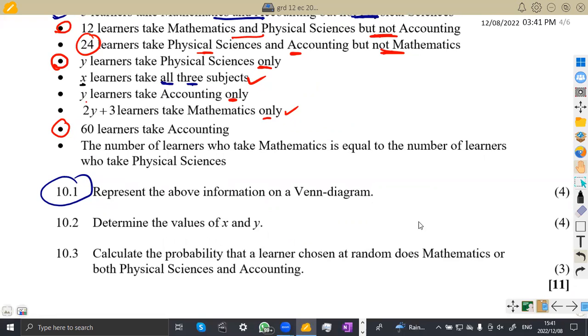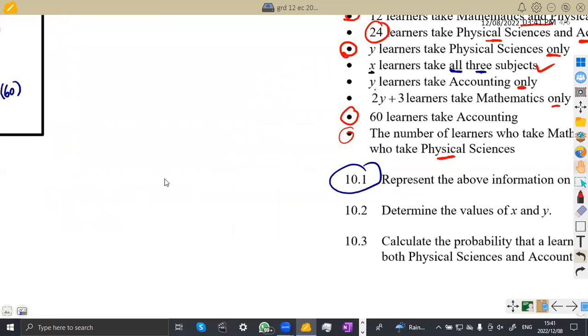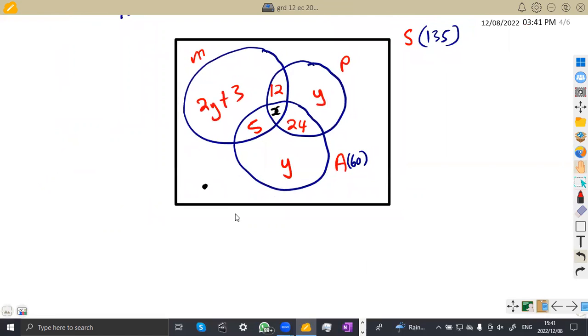So we are going to start with this statement here. There is a statement that we are given here. The number of learners who take mathematics is equal to the number of learners who take physical sciences. Those who take mathematics are equal to those who take physical sciences. All right, what does this statement mean? Okay, this is what we have here. This is the part for mathematics here.